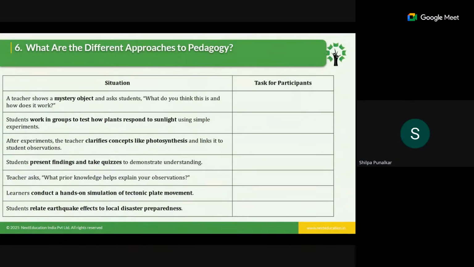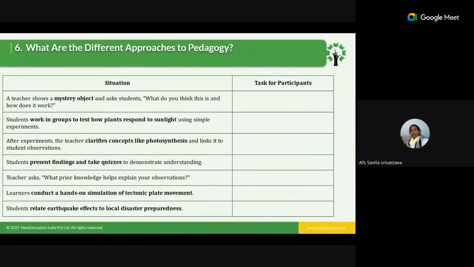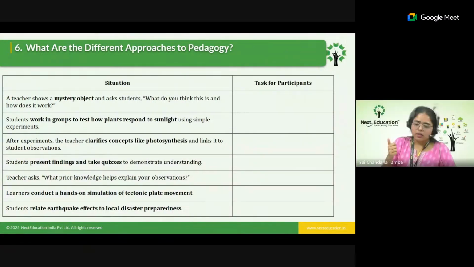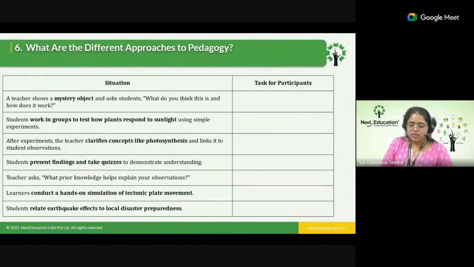They are conducting an experiment. Okay, let me tell you the 7E: Elicit, engage, explore, explain, evaluate. Explore. Yes, correct. Students relate earthquake effects to local disaster preparedness.